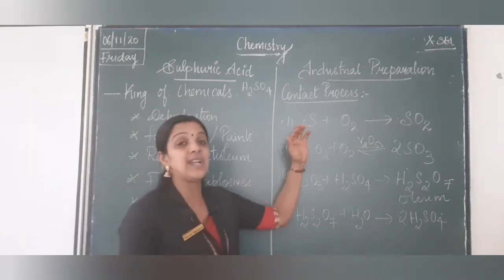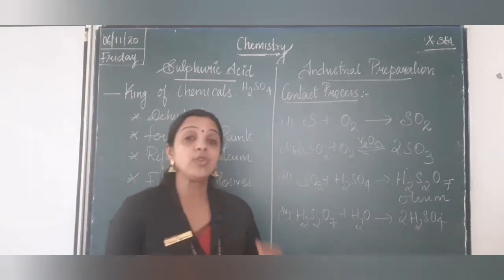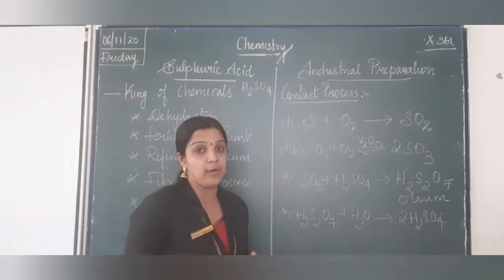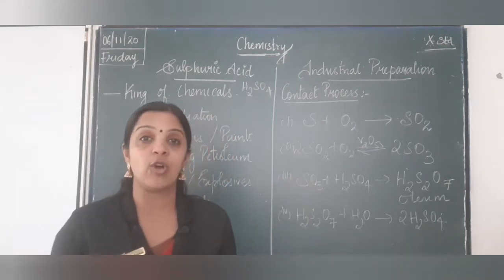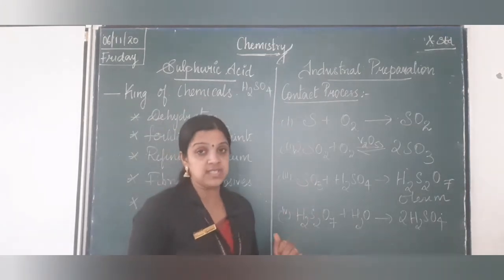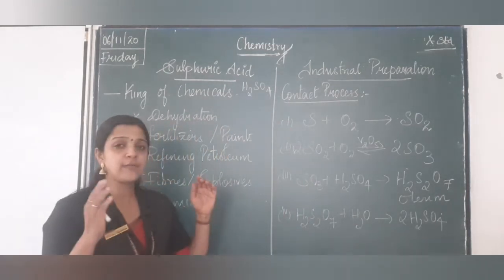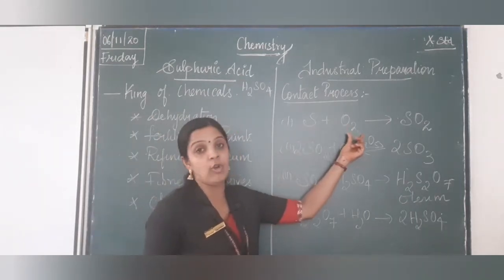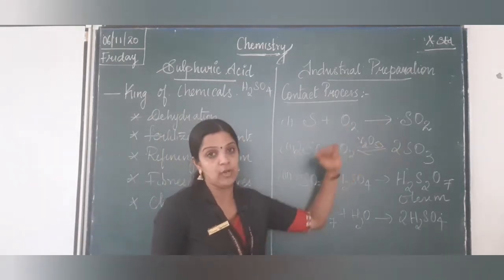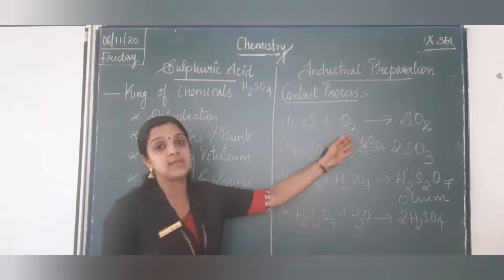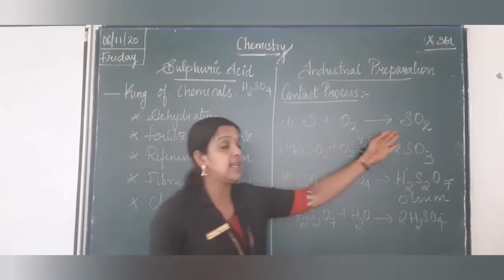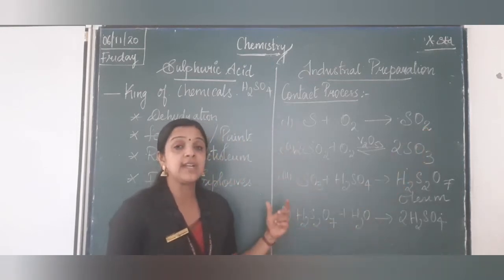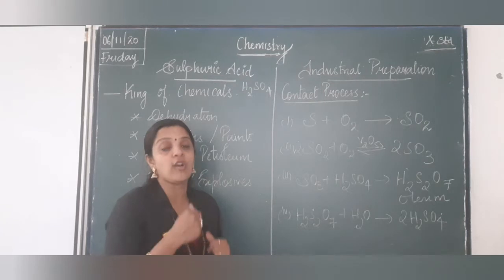Now when we come to industrial preparation, how do we prepare sulphuric acid? It is a 4-step process, and the whole process is called the contact process. Now how do we prepare it? The first and the foremost step is sulfur is burnt in oxygen to form sulphur dioxide. Sulfur, when it is burnt in oxygen, that is O2, it forms SO2, which is sulphur dioxide. Now this sulphur dioxide will be subjected to oxidation.